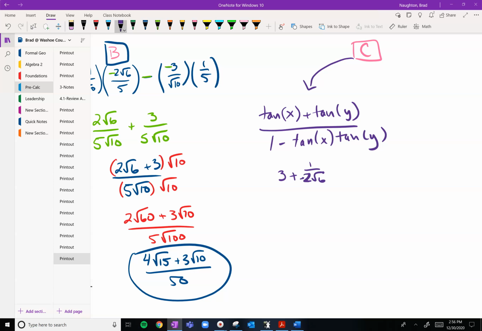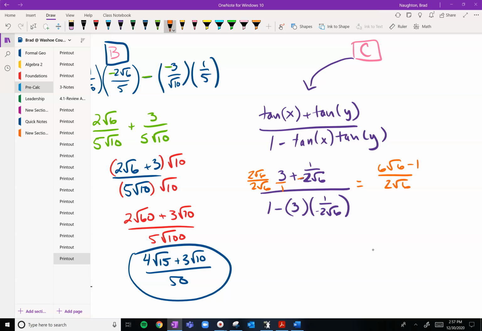And it's just 3 because, well, 1, they just give it to you. And then on the next one, for the bottom, you'd have 1 minus 3 times 1 over a negative 2 root 6. Okay, so if we continue down this train, on the top, we'd make this a 3 over 1. I'd need a common denominator, so this would actually be a 2 root 6 over 2 root 6. So this is going to give me, because 3 times 2 would give me 6 root 6 plus 1, minus 1. And that's because of this negative right here over 2 root 6. So that's my top.